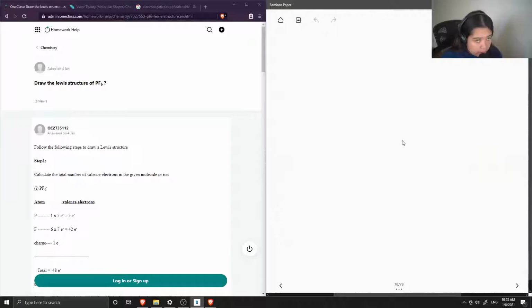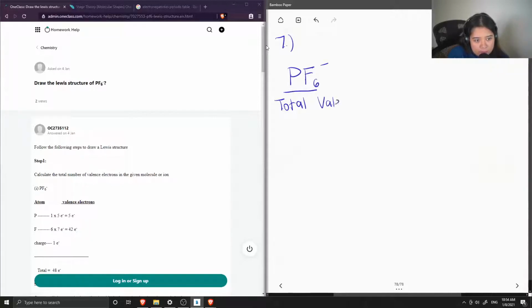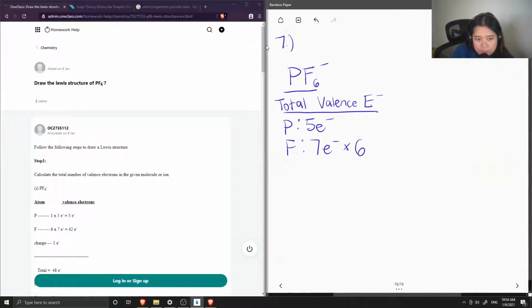Question 7. What is the Lewis structure of PF6 minus? So first, let's find the total valence electrons of this ion. We have a phosphorus, which has 5 valence electrons, and we have fluorine, which has 7, and we multiply this by 6 since there are 6 fluorine atoms.